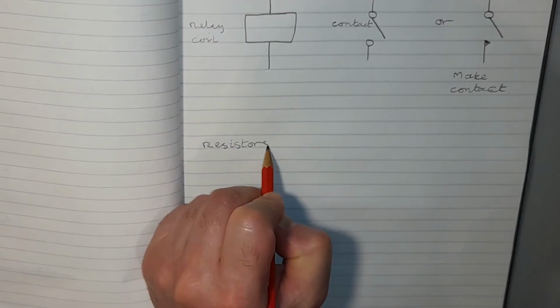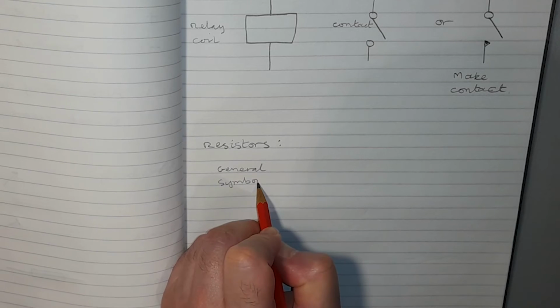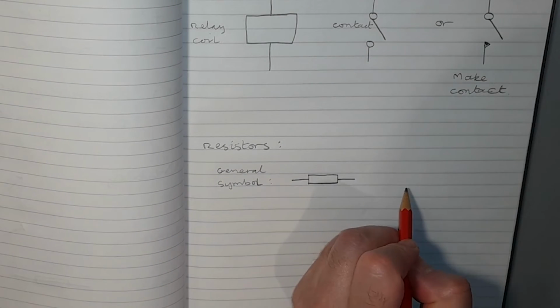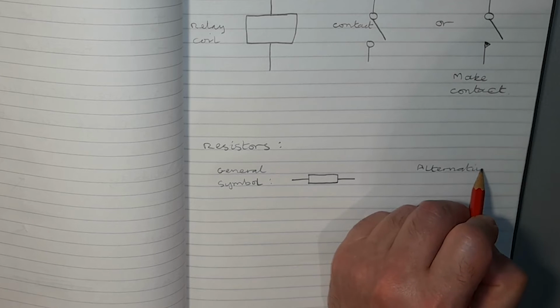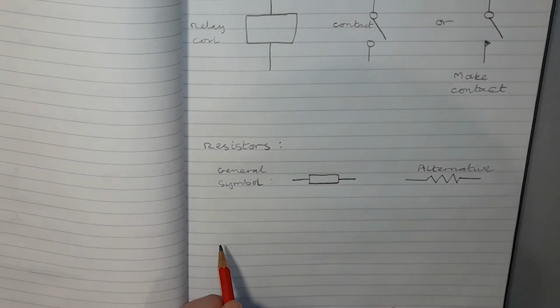Resistors have two general, well-known symbols, a rectangle and a zigzag. Resistors resist the flow of electricity or electric current. We'll examine these in detail in another video or two.